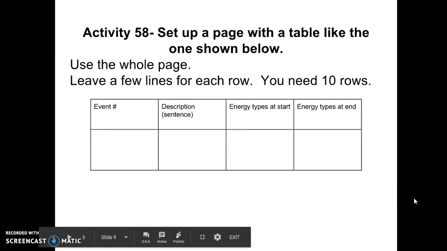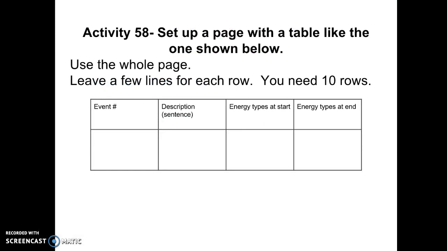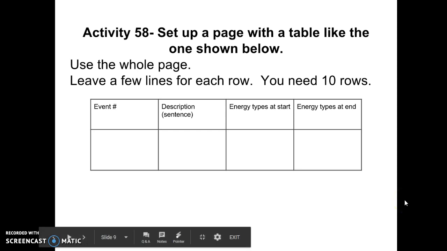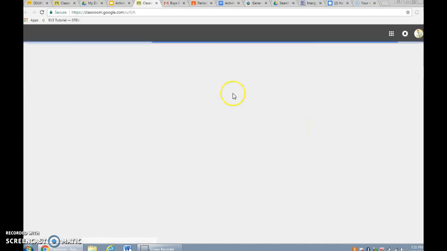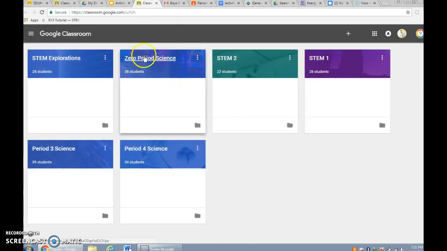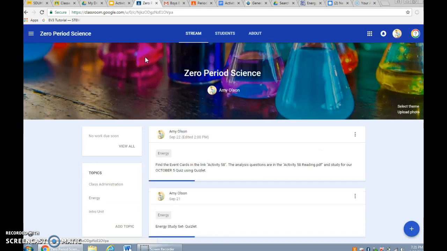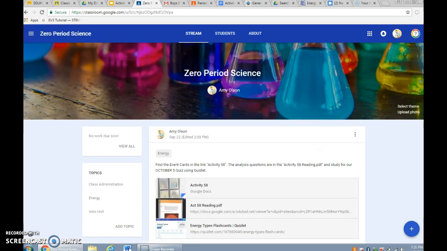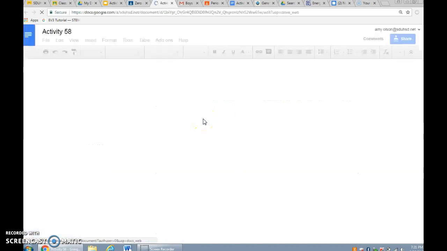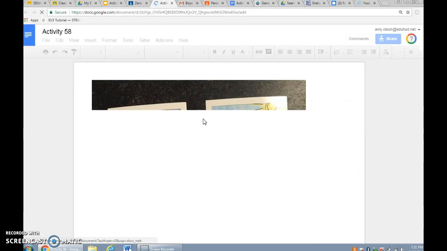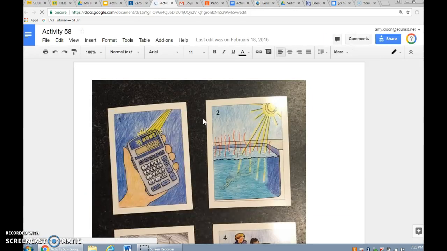For activity 58, you'll have some time later. You're going to set up a page with a table like this one. You're going to need the whole page, and you're going to look at 10 different cards, 10 different pictures, and decide what is happening with energy in each picture. On Google Classroom, you're going to find all the links you need. So 0 period and 4th period have the same links. The first link you're going to look at is activity 58. And these are the energy cards.